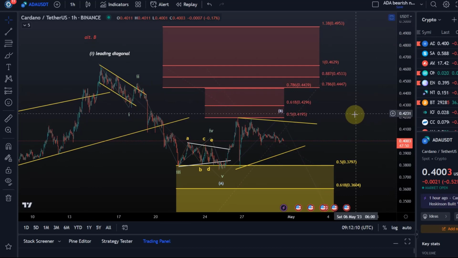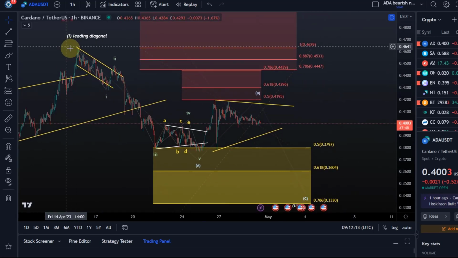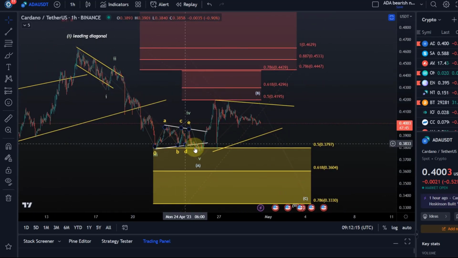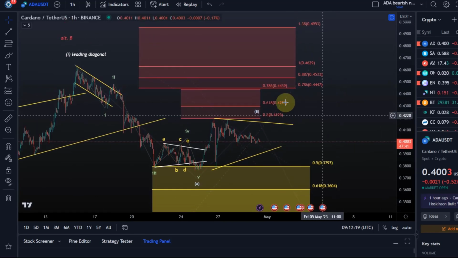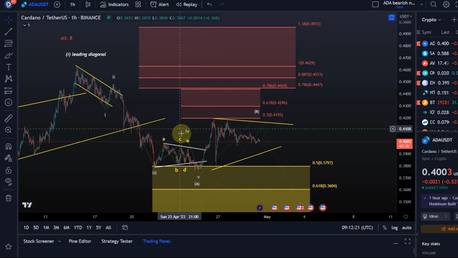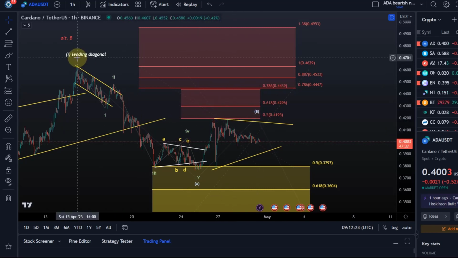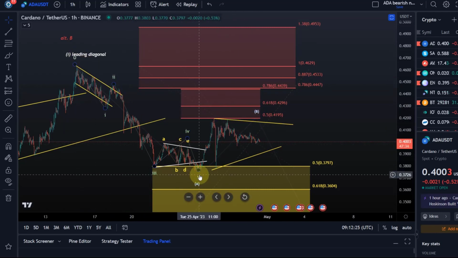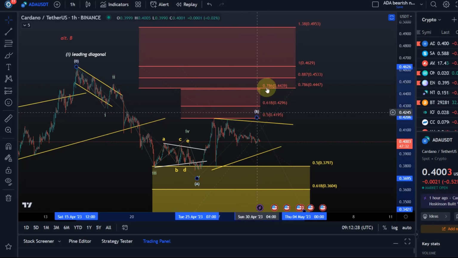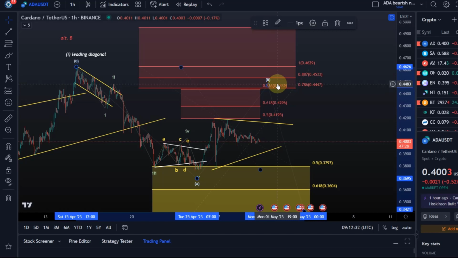Here in this smaller degree wave structure, as you can see, we're coming down in this wave 2. We printed our A wave low on the 25th of April. The idea was, and that's what the red resistance zone is for, that we could get a higher B wave. So in a wave 2, we have an A wave down, the B wave to the upside. The red zone represents what the B wave can do.